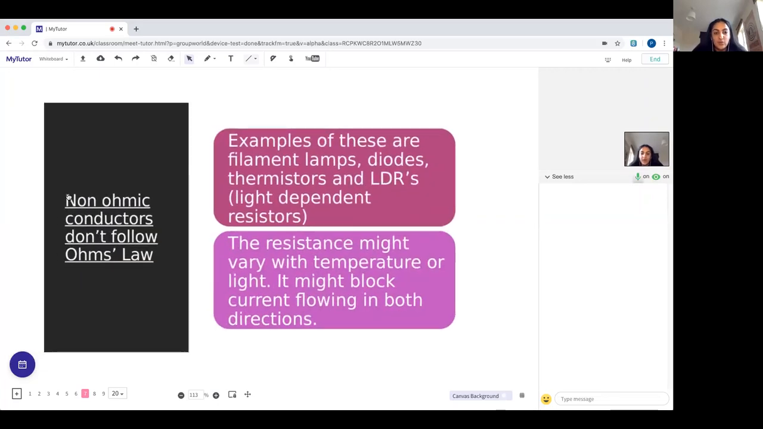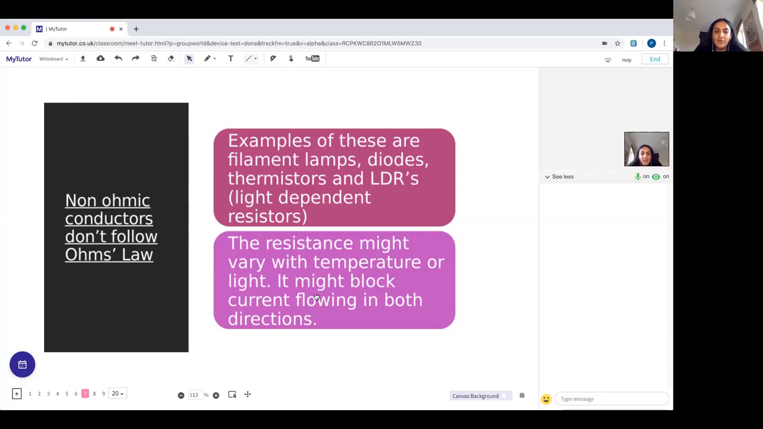So they are called non-ohmic conductors. Now, non-ohmic conductors just means that they don't follow Ohm's law exactly, okay? Some examples of these are those kind of weird components we saw in our circuit symbols quiz. You might not have heard of them before. They're the odd ones out: filament lamps, diodes, thermistors, and light-dependent resistors. They are all examples of things that don't quite follow Ohm's law, okay?